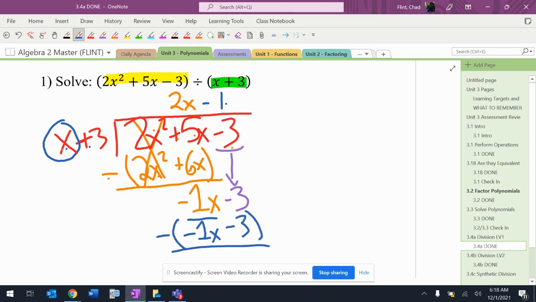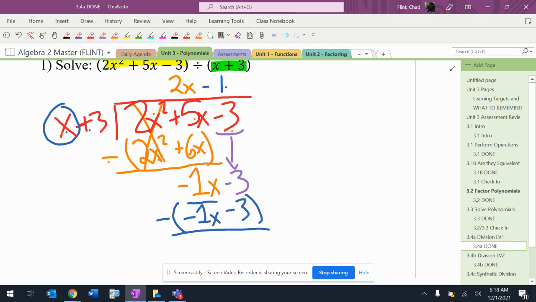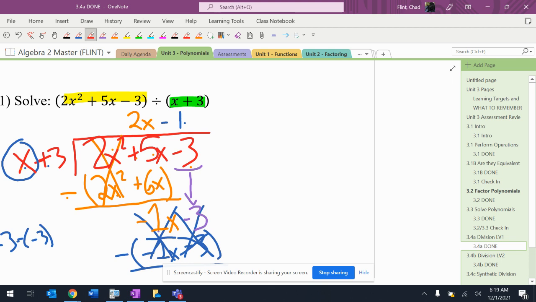Then I'm going to subtract those. Now, again, think about this. Use a calculator if you need to. Negative 1x minus negative 1x cancels out. Negative 3 minus negative 3 also cancels out. And again, use a calculator and type in negative 3 minus negative 3. I don't have mine on. It'll give you 0. So those things both are gone. There's nothing left. So that means that my answer when I do this is equal to 2x minus 1.